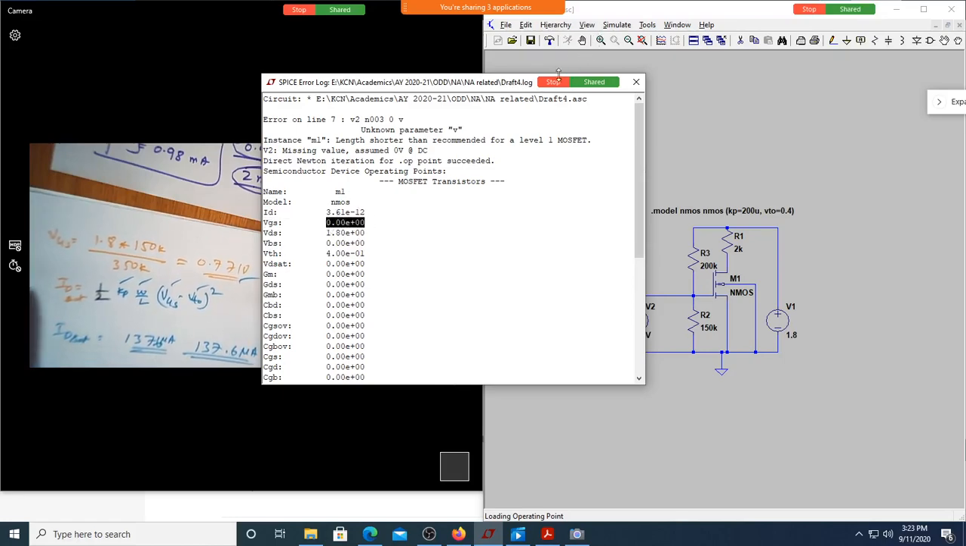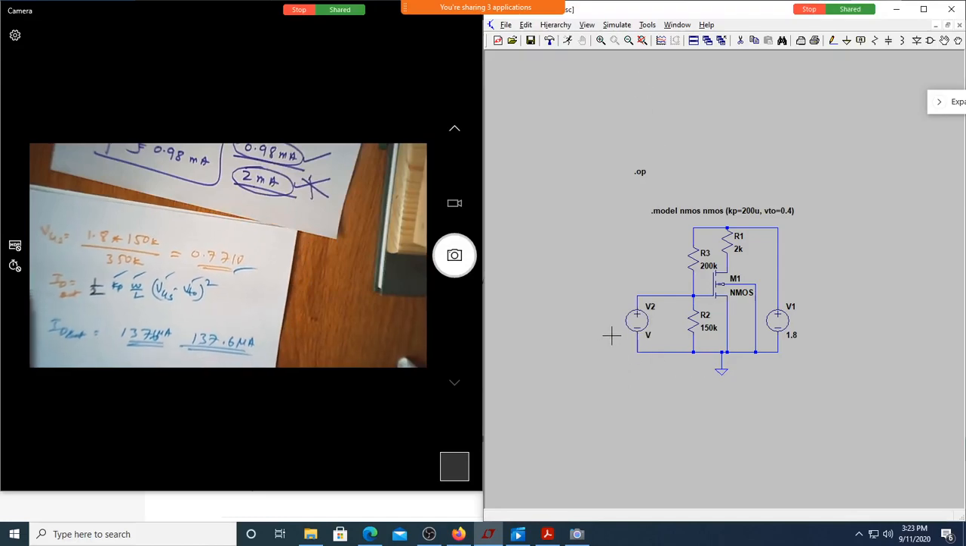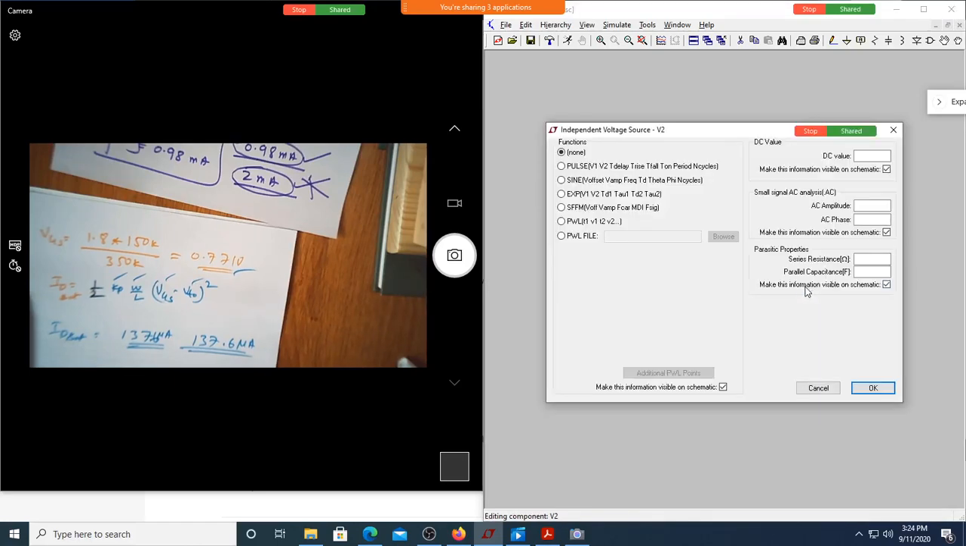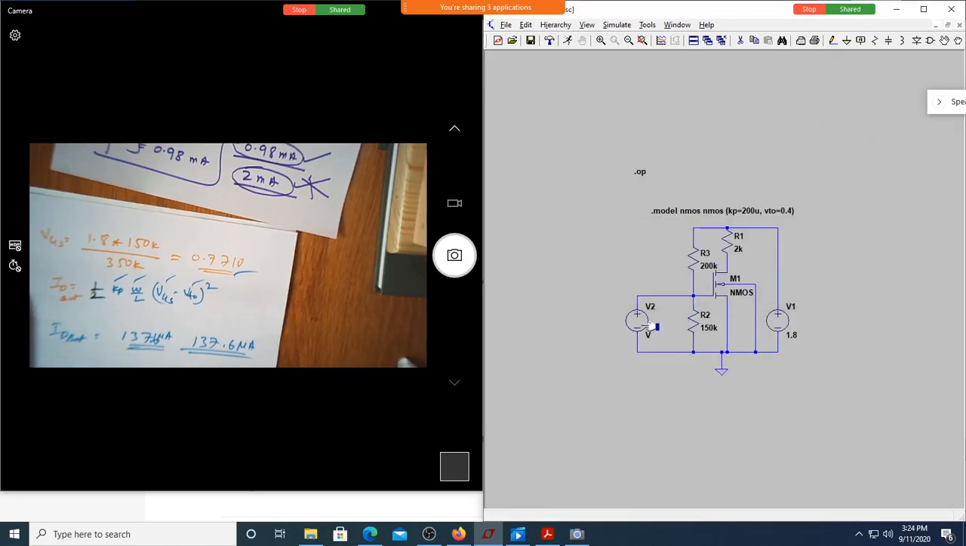That is because if you can see here, I am having one more power supply, one more voltage source. We didn't edit anything. By default, the DC voltage is nothing, and it actually takes it as 0 volt. So you are effectively connecting 0 volt here.